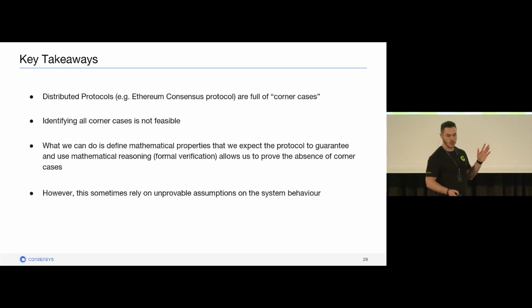So concluding on key takeaways, distributed protocols like the Ethereum consensus protocol are difficult to reason about, and they're really full of corner cases because of the asynchrony of the messages. So identifying all the corner cases is just not feasible, it's not possible. What we can do is what we did, which is define a list of properties and put together mathematical proofs showing that these properties are guaranteed no matter what, in a way, so excluding possible corner cases.